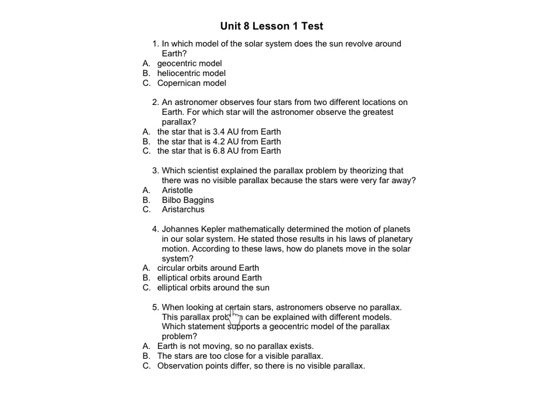Number 5. When looking at certain stars, astronomers observe no parallax. This parallax problem can be explained with different models. Which statement supports a geocentric model of the parallax problem? A. Earth is not moving, so no parallax exists. B. The stars are too close for visible parallax. C. Observation points are different, so there is no visible parallax.